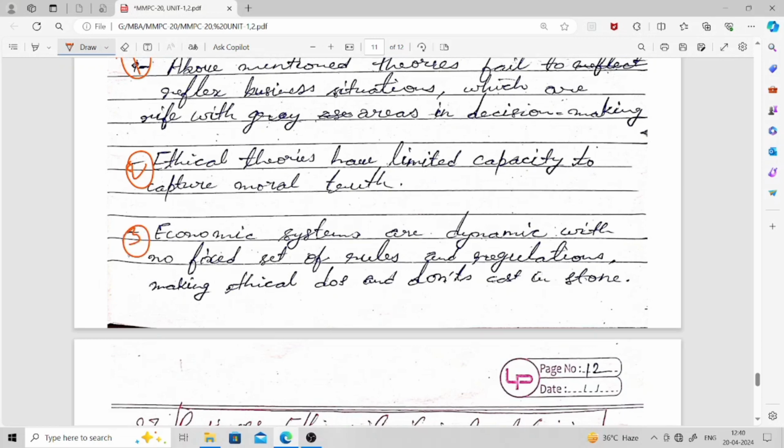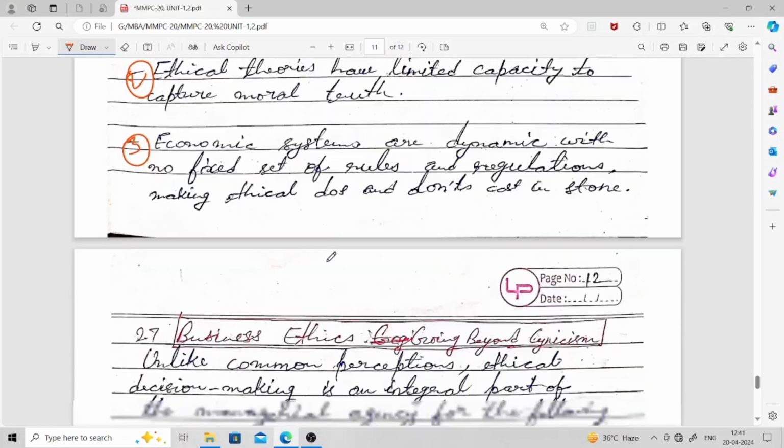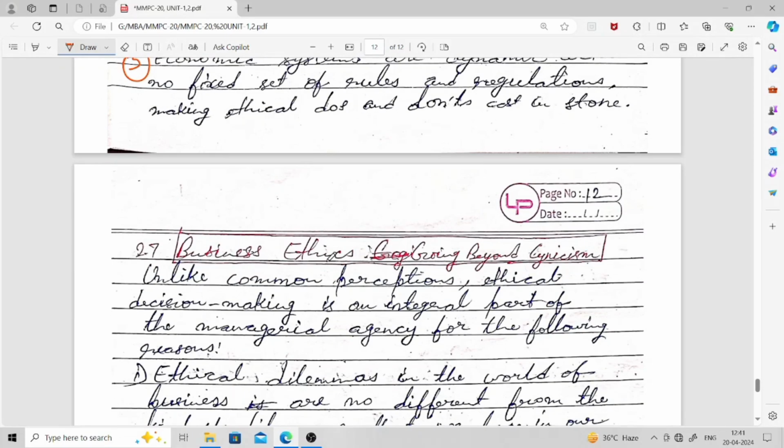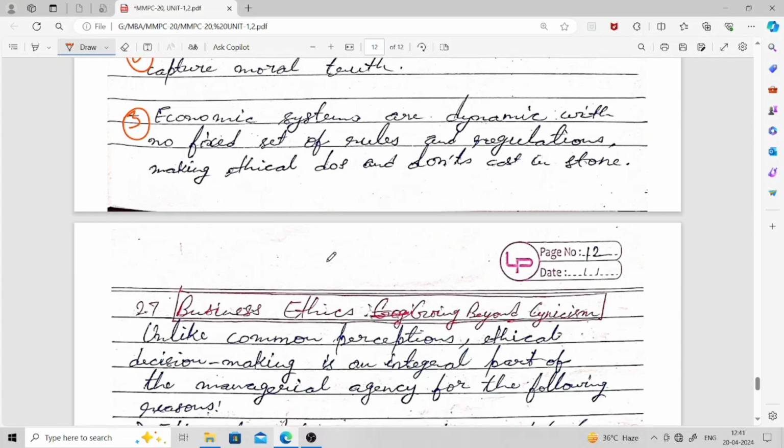Third one that is given: economic systems are dynamic with no fixed set of rules and regulations, making ethical do's and don'ts cast in stone sometimes not that effective. Because economic systems are dynamic, the ethical do's and don'ts should also be dynamic.